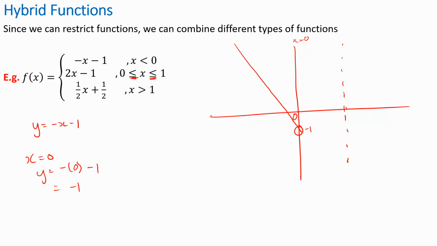So we can solve that. We can say, all right, well, at y equals 0, I now have 0 equals negative x minus 1. Add 1 on both sides. And therefore, x equals negative 1.